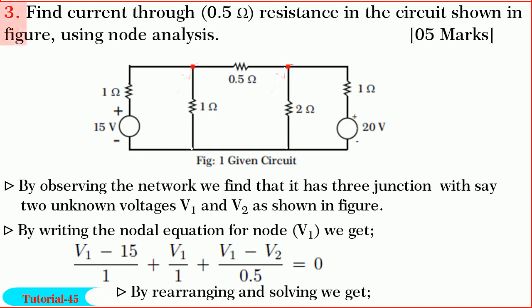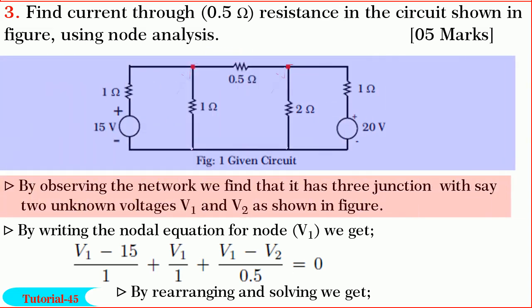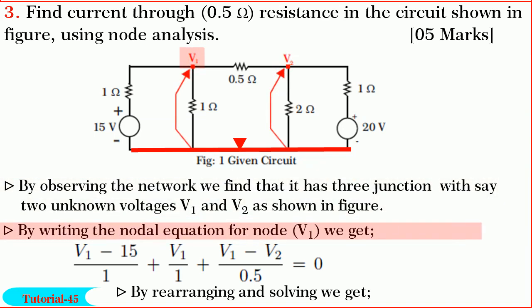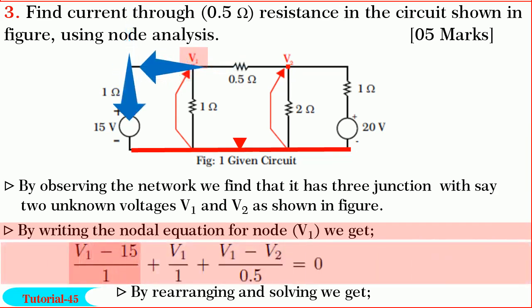Friends, next we shall solve the question on nodal analysis. In this question, we are required to find current through 0.5 ohm using nodal analysis. By observing the network, we find that it has three junction nodes with two unknown node voltages V1 and V2 as shown. By writing the nodal equation for node V1, we get (V1 minus 15) divided by 1 plus V1 by 1 plus (V1 minus V2) divided by 0.5 equal to 0.